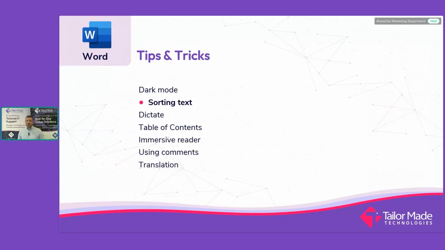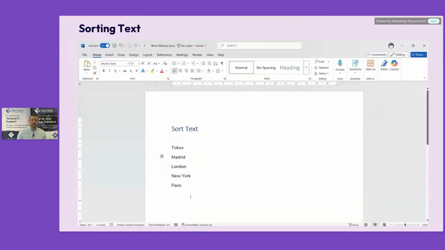Now, something that lots of people don't realize you can do is there is a little bit of almost Excel functionality built into Microsoft Word. Okay, so one of those things is text. So I've written out a list of cities there, Tokyo, Madrid, London, but not in any particular order, but I want to very quickly sort them alphabetically.